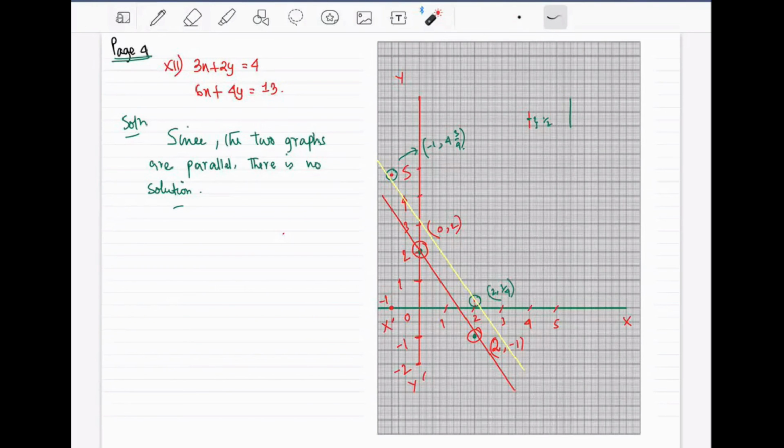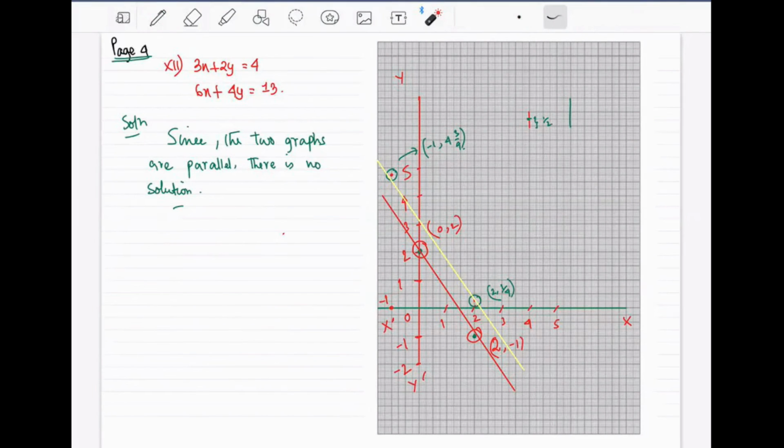There are around 15, 16 questions, I believe, in question number 3 of your exercise 6.2. Sometimes this is a 3-mark question for your board examination. Very important one, so keep practicing with this.